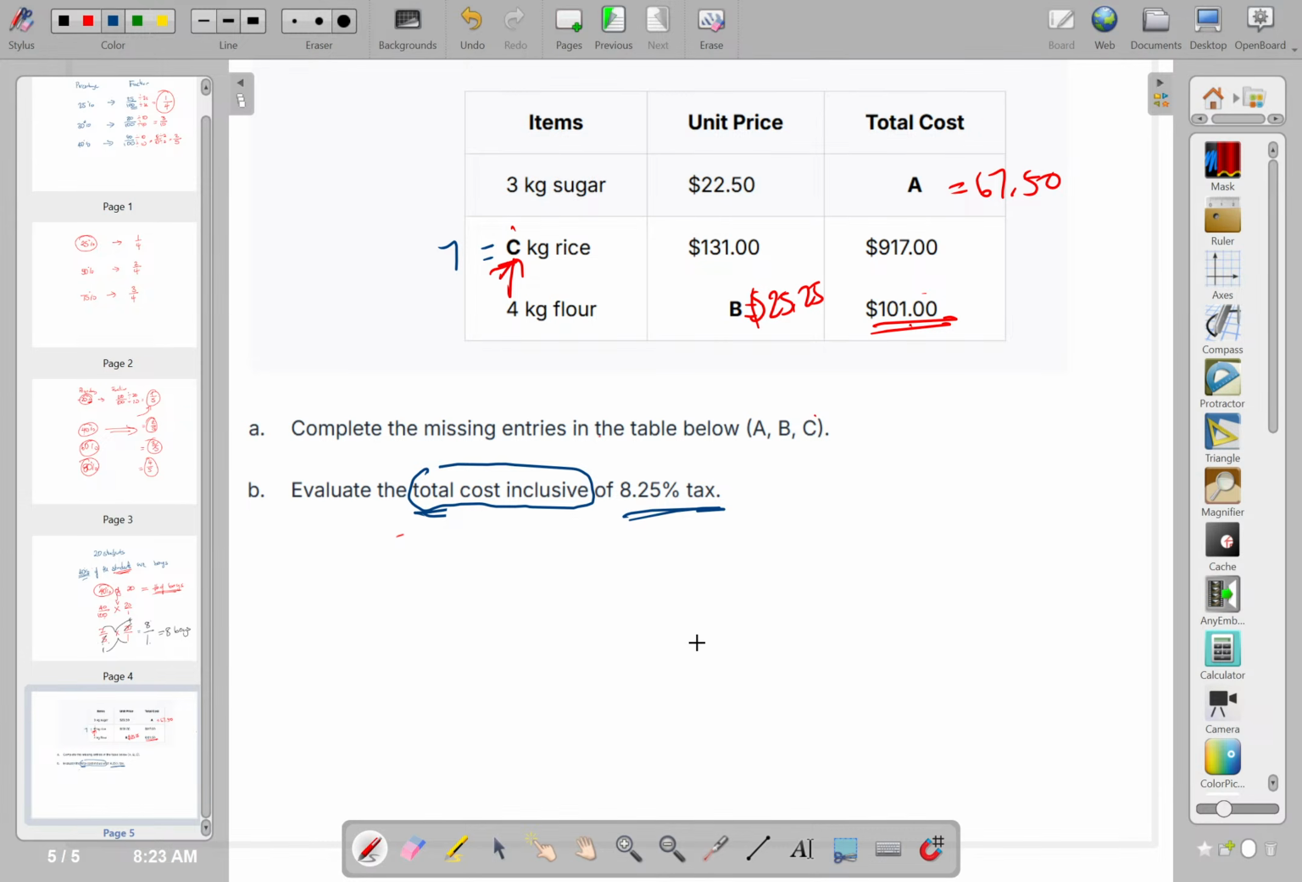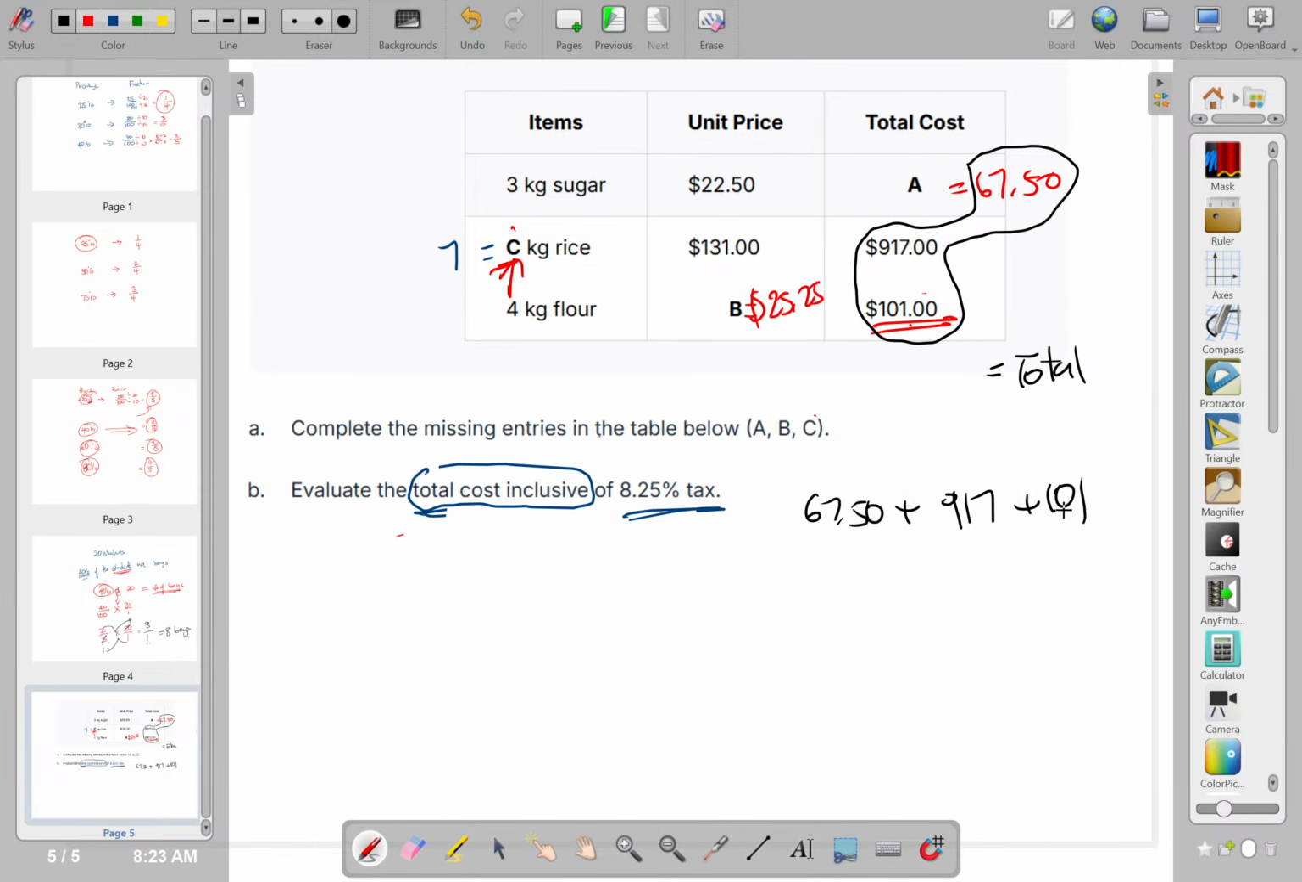So first, we can find the total cost. It's just like when you go to the register. Has anybody ever gone to the register, and the total you figured ahead of time doesn't match the register cost? It's because they add on something extra, right? They add on some tax. So the total cost would have been 67.50 plus the 917 plus the 101. Do the maths for me now.